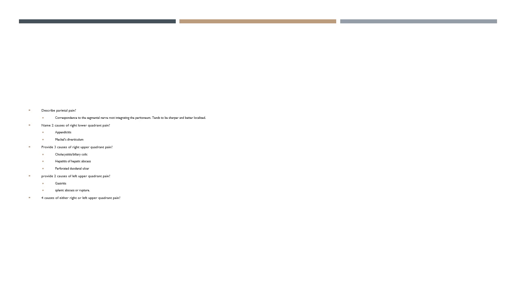Next is to provide 2 causes of left upper quadrant pain. What are 2 causes of left upper quadrant pain? So in the left upper quadrant, there's less stuff there. You have the stomach and the spleen, really. So you're going to have gastritis and a splenic abscess. Those are going to be the 2 specific causes of left upper quadrant pain.